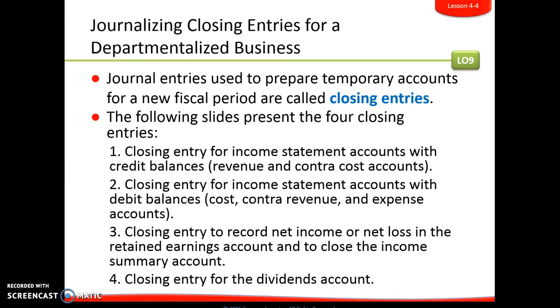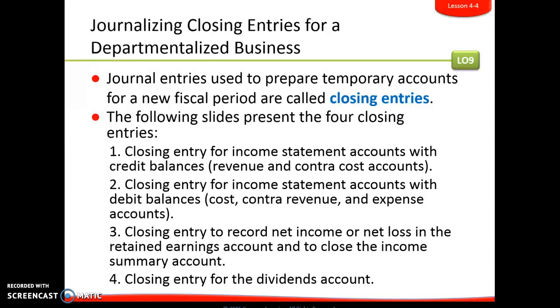We have done closing entries before. The following slides present the 4 closing entries. So those are the 4 closing entries in order. First, we're going to close income statement accounts that have credit balances. So those are going to be our revenue and our contra cost accounts. Then we're going to close income statement accounts that have debit balances. So those are going to be our costs, contra revenue, and our expense accounts.